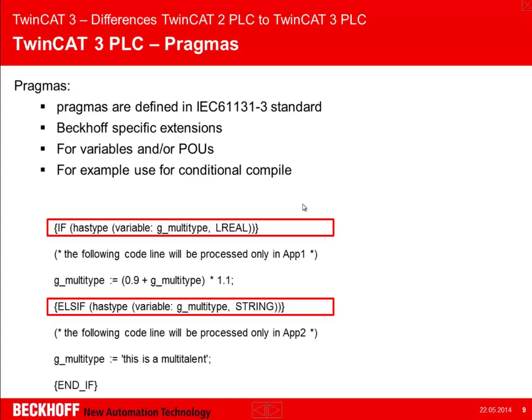So this is an example where conditional compile is used. So you may know this from C++ or from C. If you want to compile different things in one source code, you have to use a conditional compile, and this is now possible using the pragmas to define which line of code should be compiled and which should not be compiled.